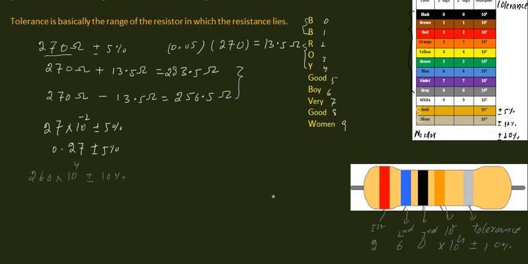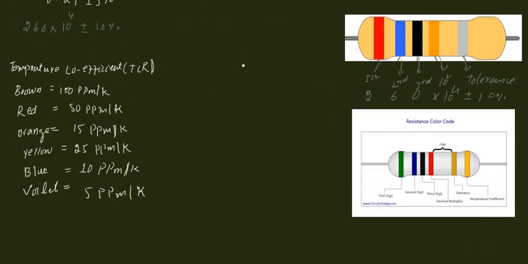So it's all for 5 band resistors. If a manufacturer wants to show the temperature coefficient of the resistor, then a 6th band will be included in this resistor. So let's consider a resistor having 6 bands. The procedure to find out the value of the 6 band resistor is the same as that of the 5 band resistor, but the only difference is the 6th band, which shows the temperature coefficient of this resistor.